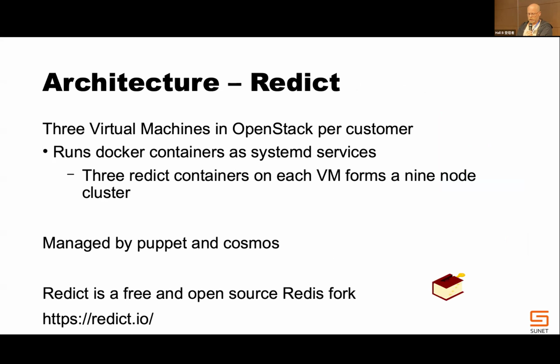Then we have a cache layer. Initially we used Redis as the cache layer, but when Redis announced that it was going source available only instead of open source, we switched to the Redict fork that is community maintained. And we are also now a part of that project. I, for instance, do packaging of Redict for the project. So we have a 9-node Redict cluster running for each customer to ensure high availability and good performance.